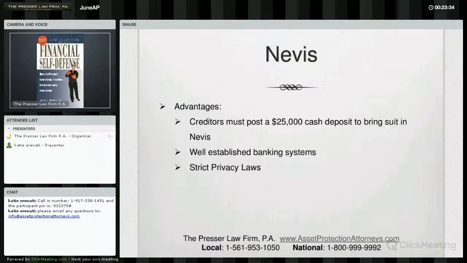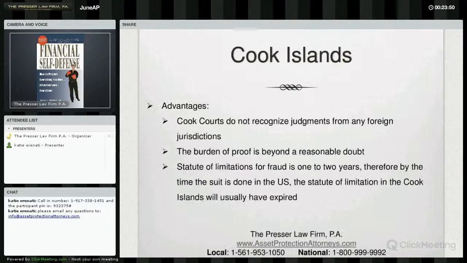Contrast that a little bit with Nevis. Nevis, again, depends on the type of entity, whether it's an LLC or a trust, they're going to have to potentially post a bond in order to sue you. And in a lot of these jurisdictions, there's loser pay rules, which means if you win, they have to pay all of your attorney's fees.